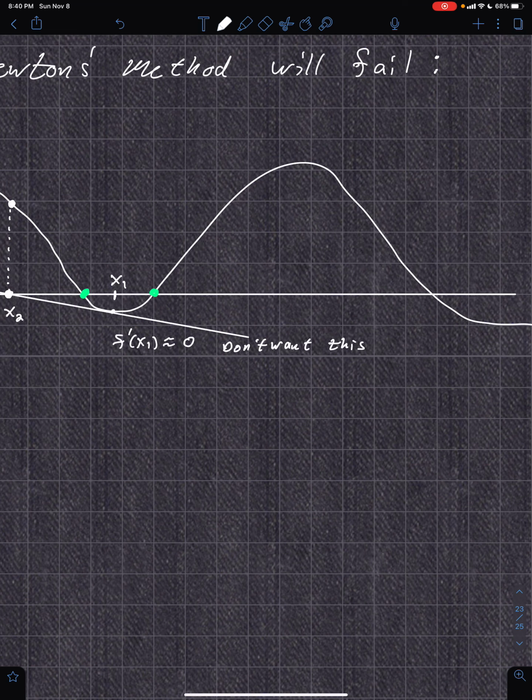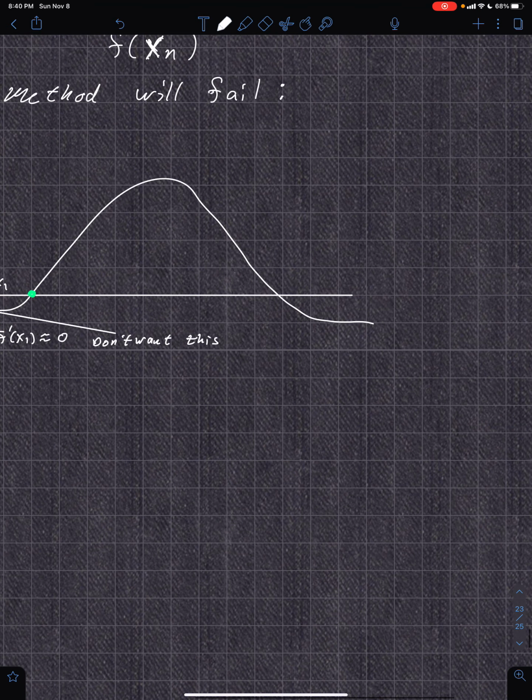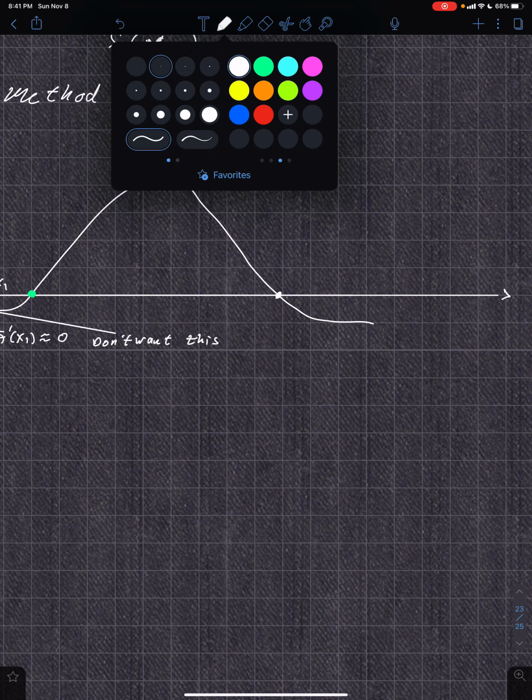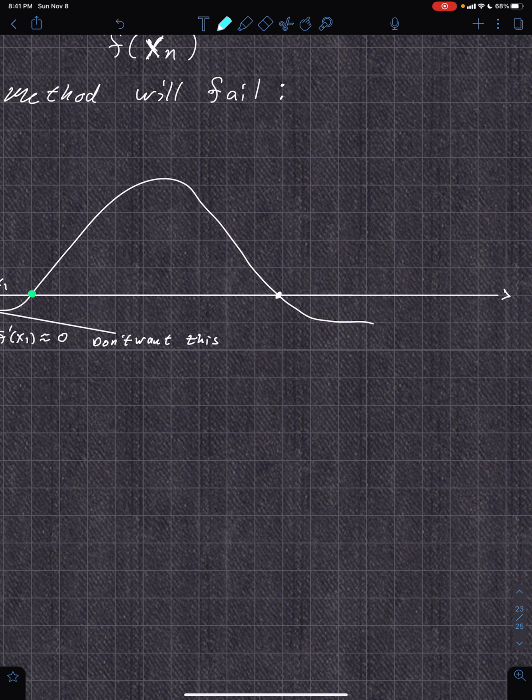So we don't want this. The same thing like here, if you have your, so here's your root, right? And then you pick your x1 like here, and it's not close enough. You go up to the graph and you do your tangent line. Well, your tangent line puts you way down there. That's kind of an exaggeration, I guess, on that one, but let's just move it a little bit. So it's too far away.